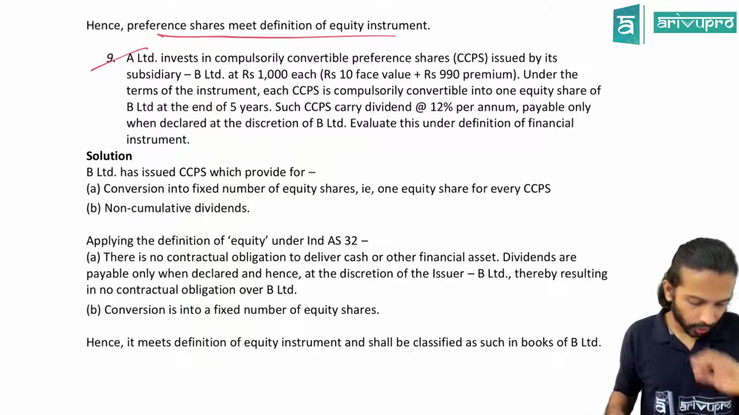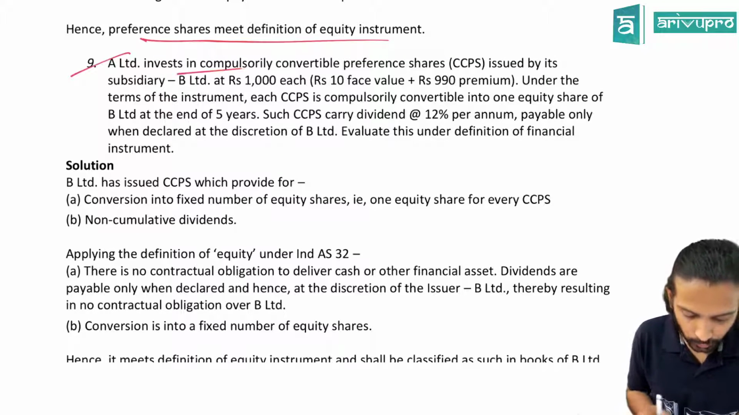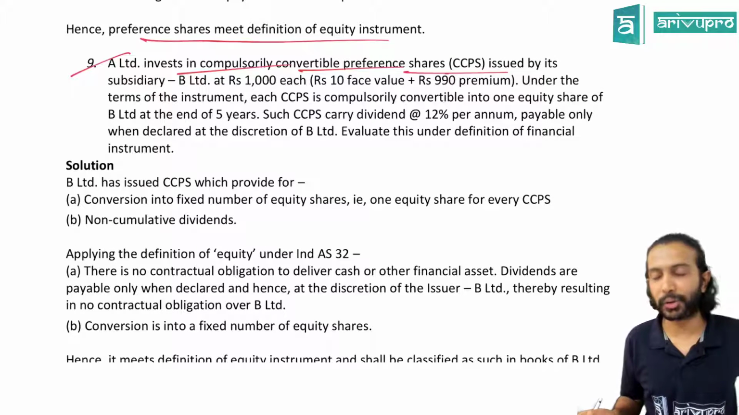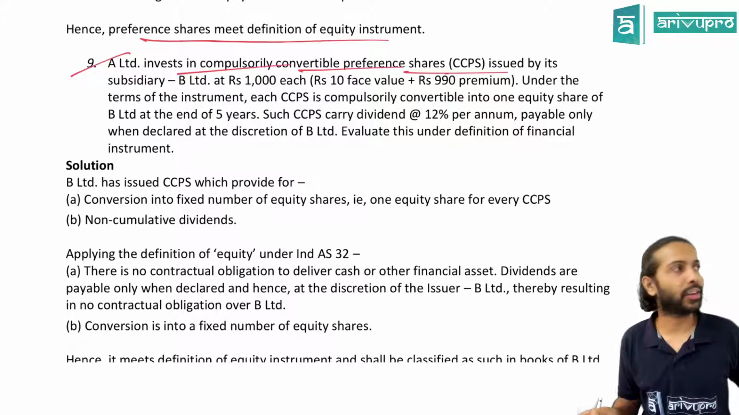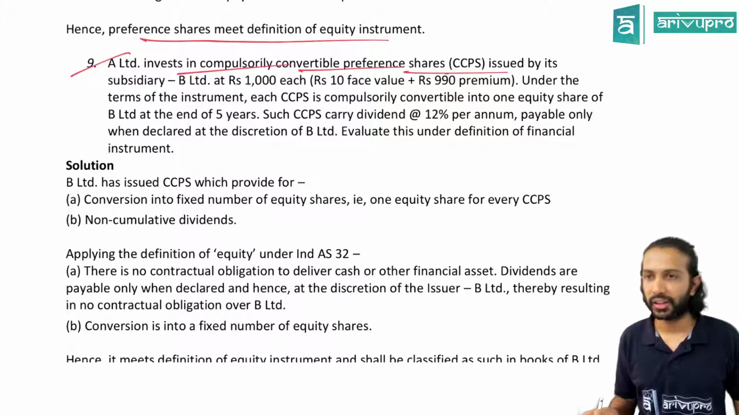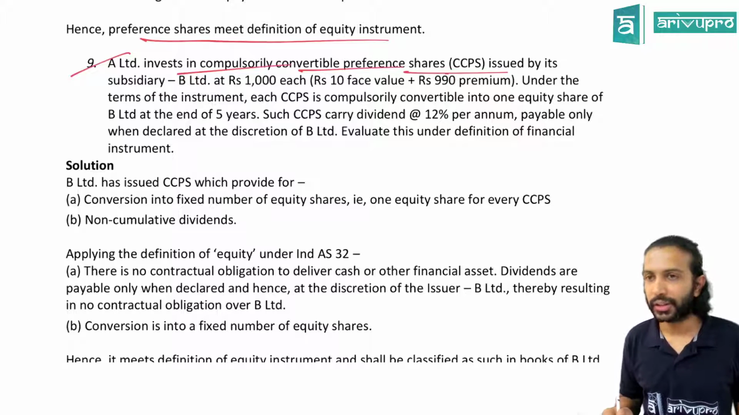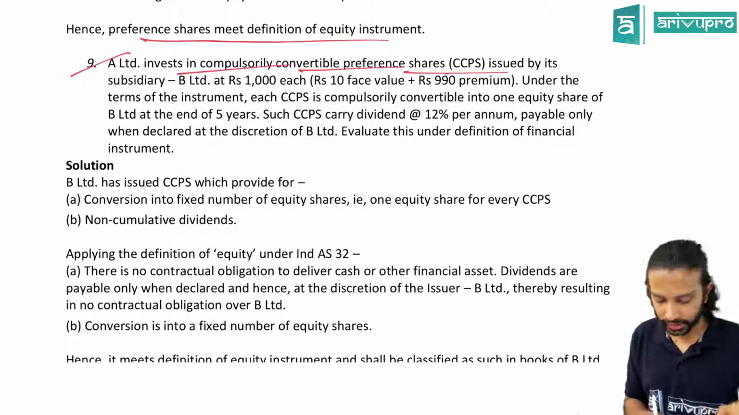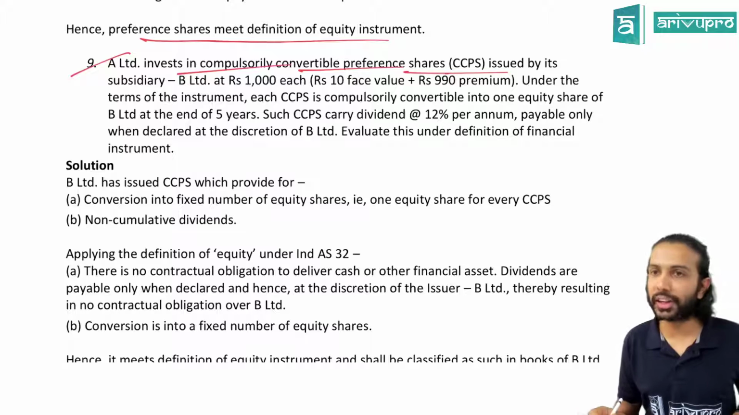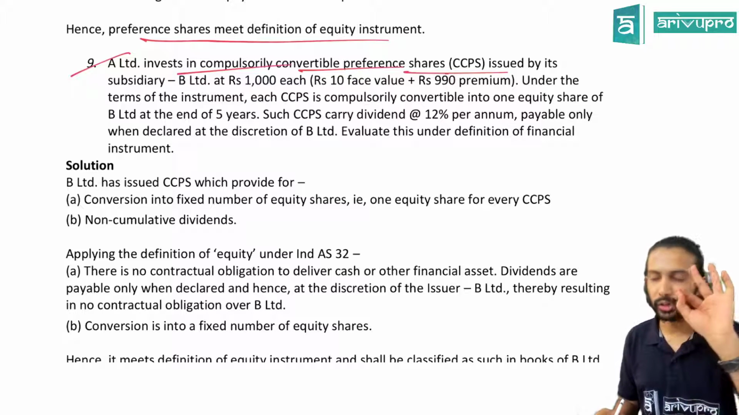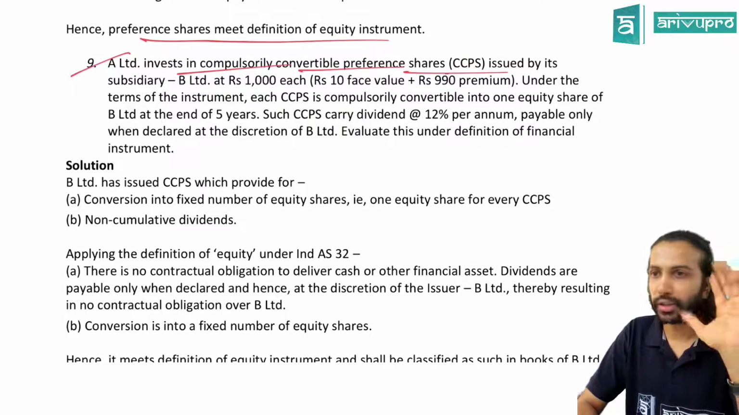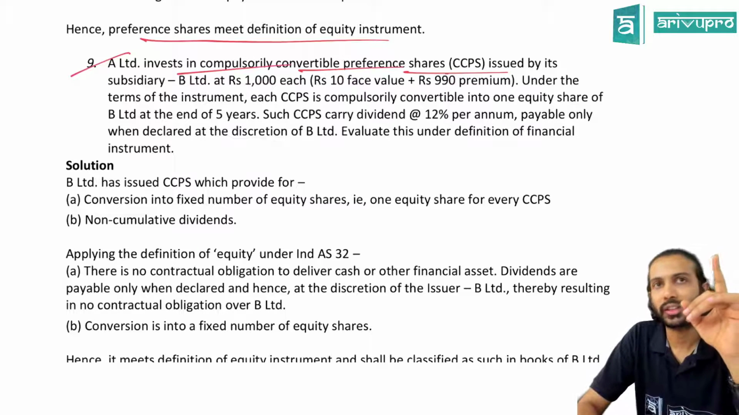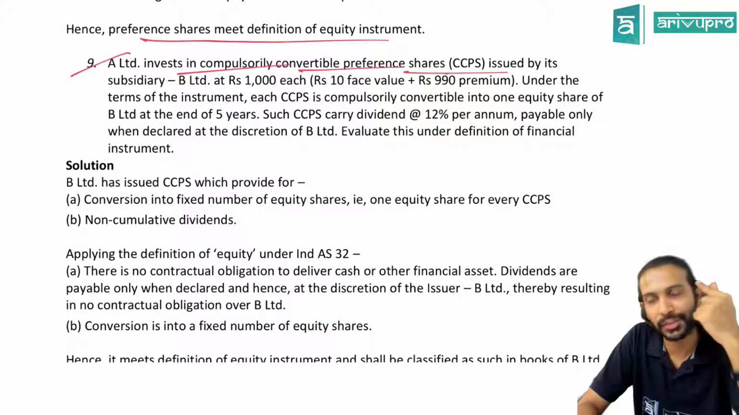A Limited invests in compulsorily convertible preference shares. Underline that: compulsorily convertible. Do we have any obligation to repay their capital? No, because we're going to convert it into equity shares. It is a preference share, but eventually it will be converted into equity shares. The moment you see convertible preference shares, what should click in your mind? No obligation to repay. You should always think on the lines: can I classify it as equity, and test the features of equity?